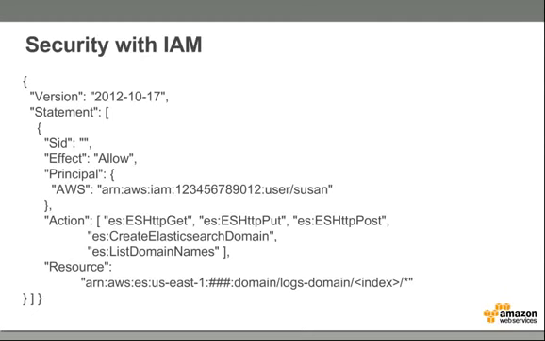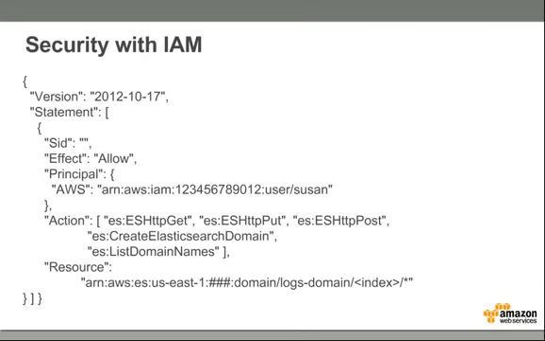In this example, we just see here, this is a user-based policy for Susan. The action is, again, we have the HTTP actions. These are the actions where you would be talking to the Elasticsearch API. As well, we have the administrative actions like create Elasticsearch domain, list domain names. You can mix and match. You can provide different access control for different users that way.